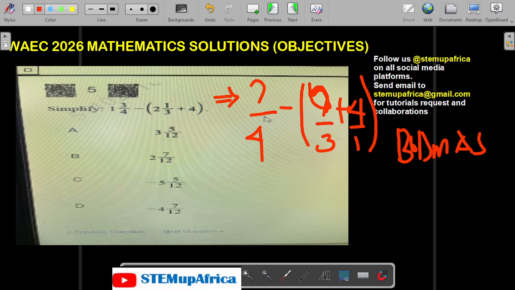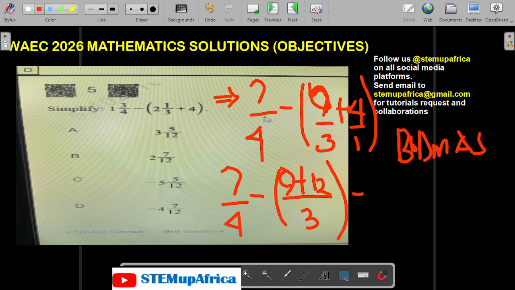Here, 4 over 1, I will take the LCM. I'm having 7 over 4 minus, my LCM is 3. Here will be 9 plus 12, which is 7 over 4 minus 21 over 3. So I'll take the LCM now. The LCM of 4 and 3 is 12. So we're having 7 over 4 minus 21 over 3.